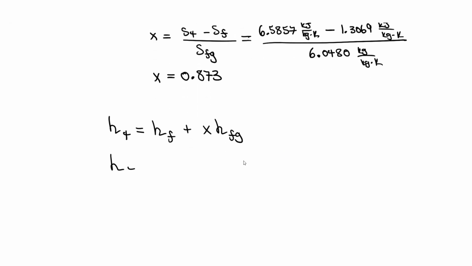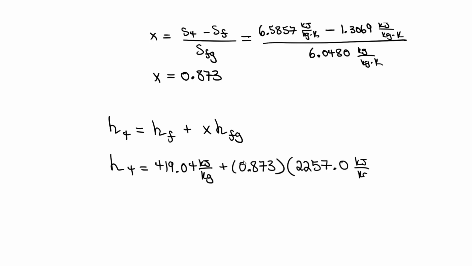So H4, the enthalpy at 4, is going to equal HF, which is 419.04 kilojoules per kilogram. Again, I got this from the steam tables at a pressure of 0.101, as we denote it for the pressure at 4. Then we multiply by X, which is the quality, 0.873. Keep it in decimal form. And HFG we found from the steam tables is 2257.0 kilojoules per kilogram. So the units look good, right? At the end, we will have kilojoules per kilogram, which is what we want in the question. So you should get the enthalpy at 4 to be 389.4 kilojoules per kilogram. So this should be our answer here.